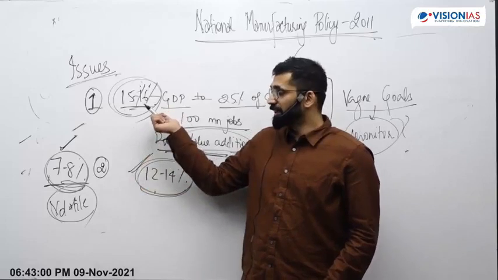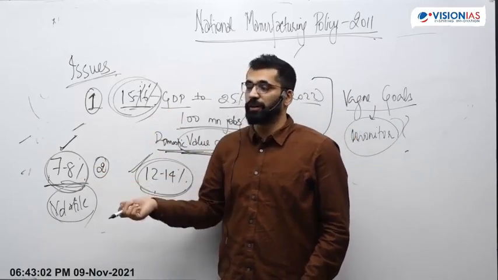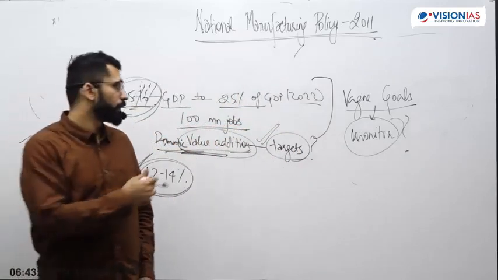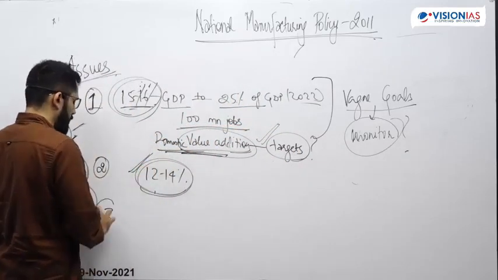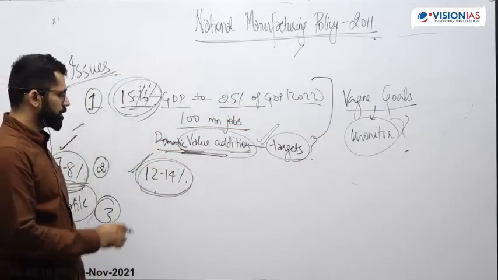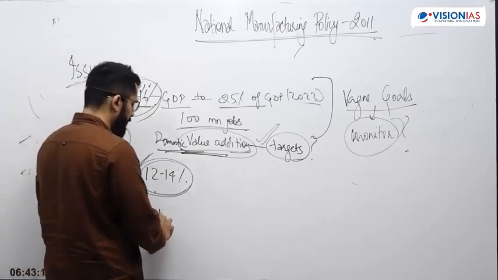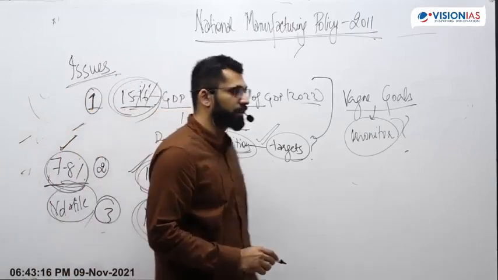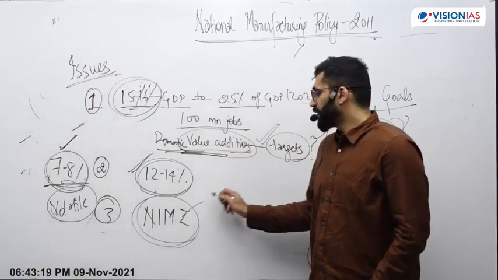One is big numbers, growth over what? No monitorable targets, you can say realistic goals. The third is the problem with NIMZ. This we've already discussed in some detail.